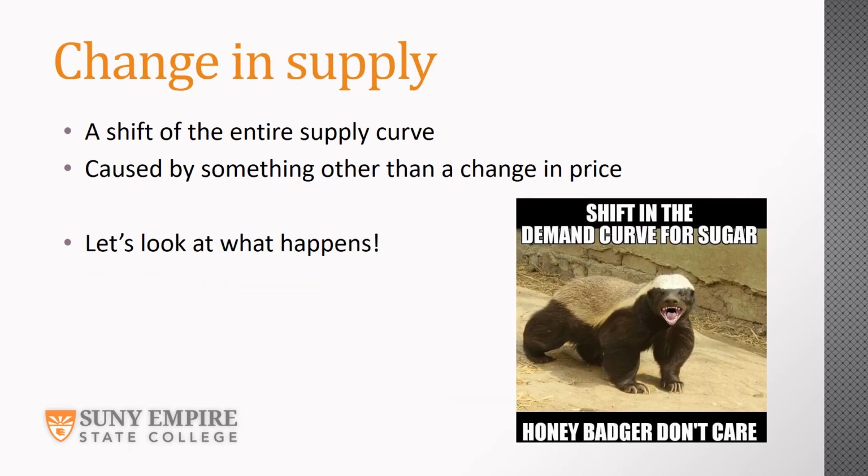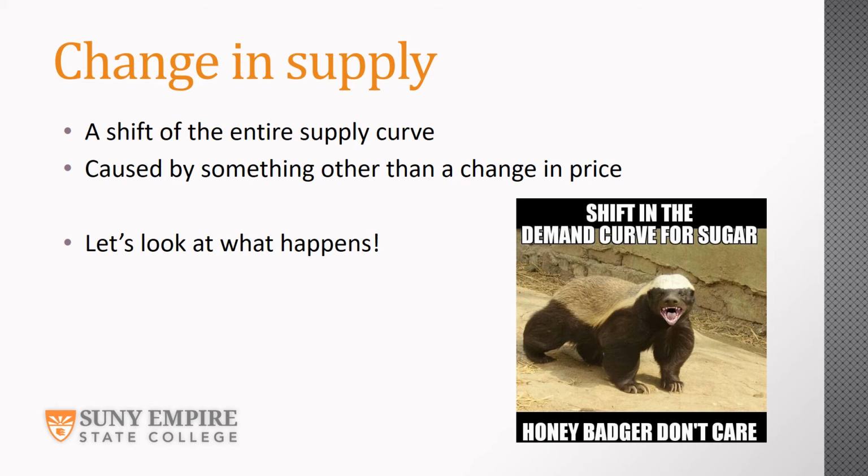It is essential to distinguish between a change in quantity supplied and a change in supply. A change in quantity supplied occurs when the price level changes. A change in supply is a shift in the entire supply curve for one of the reasons we discussed earlier. But how does a change in supply affect the equilibrium quantity supplied and equilibrium price?